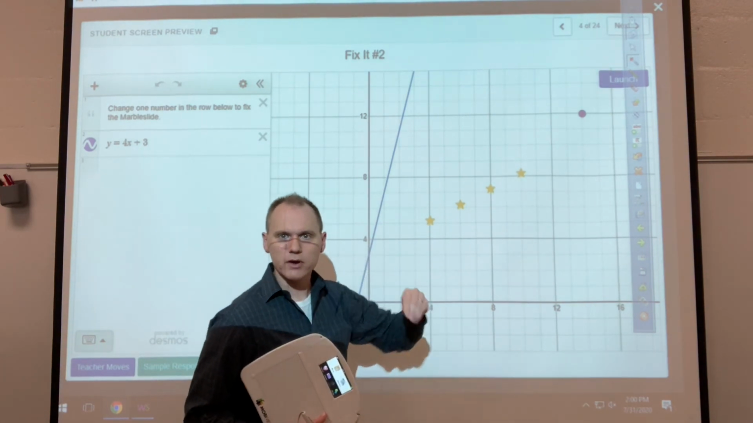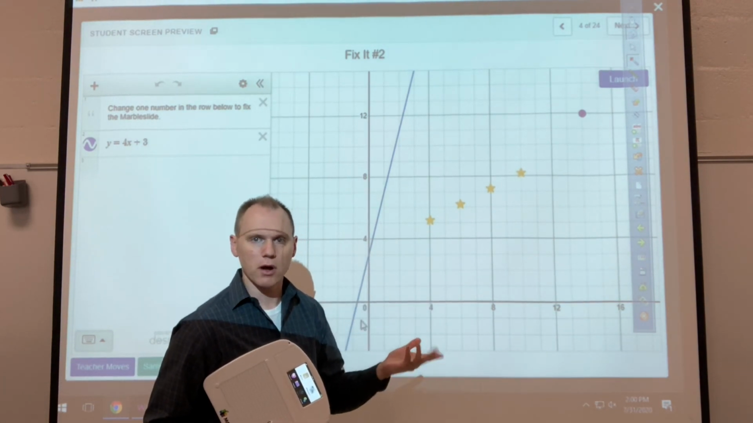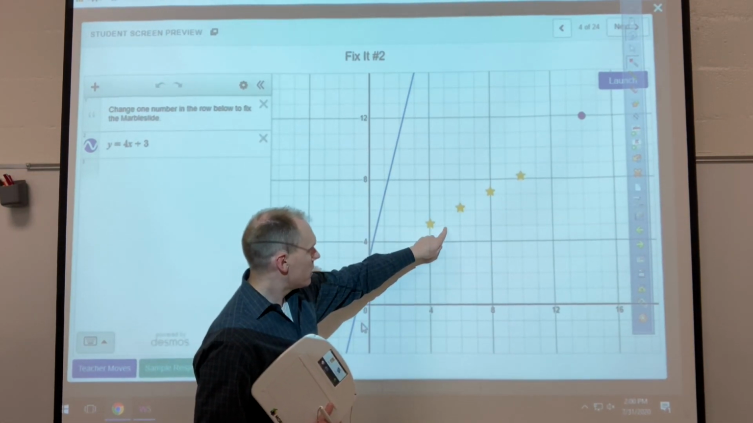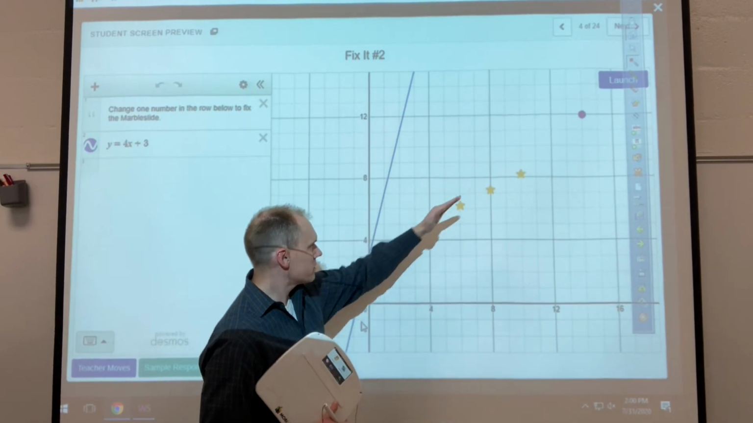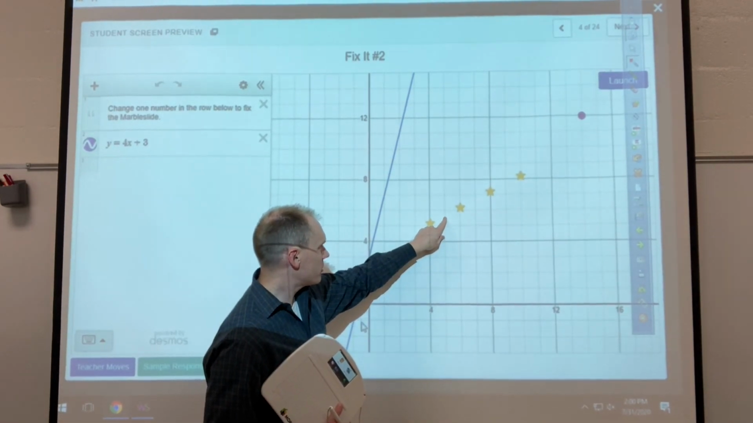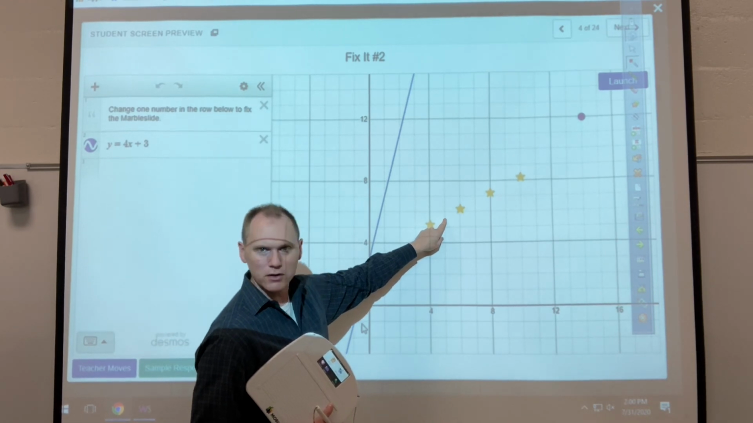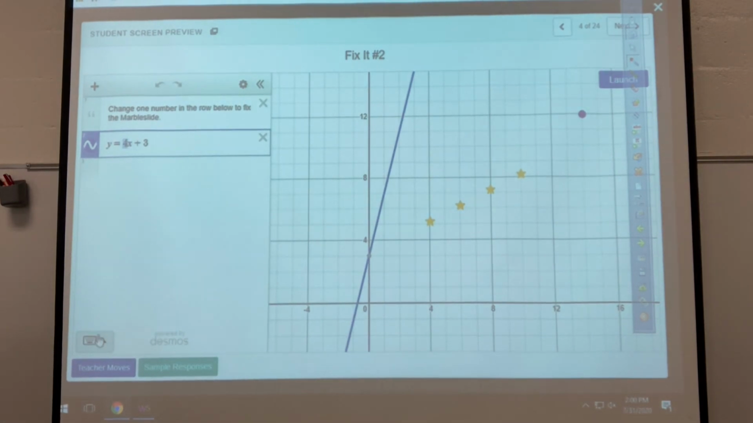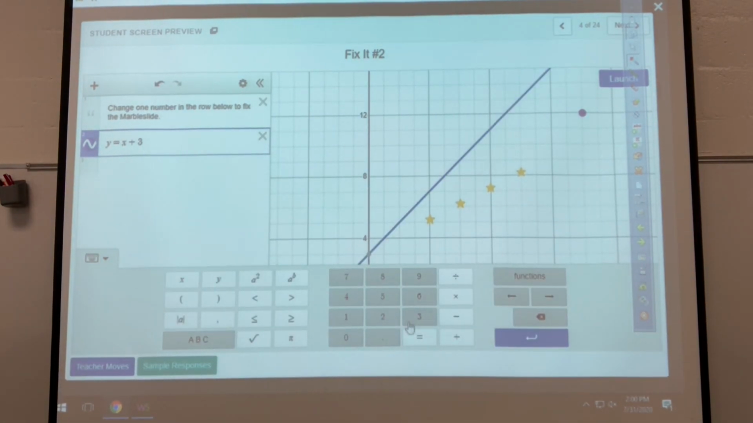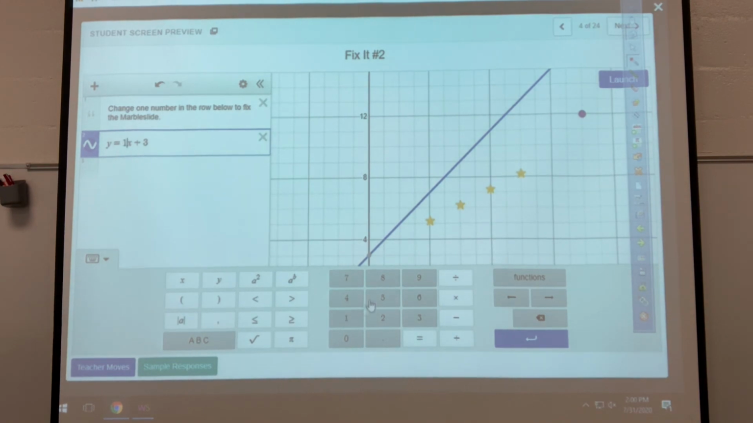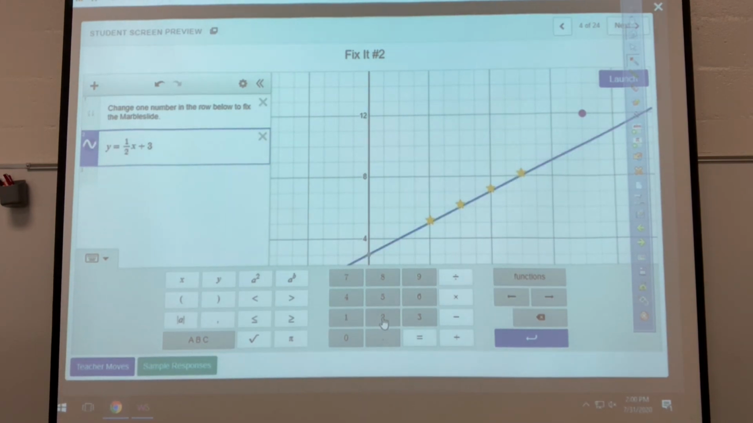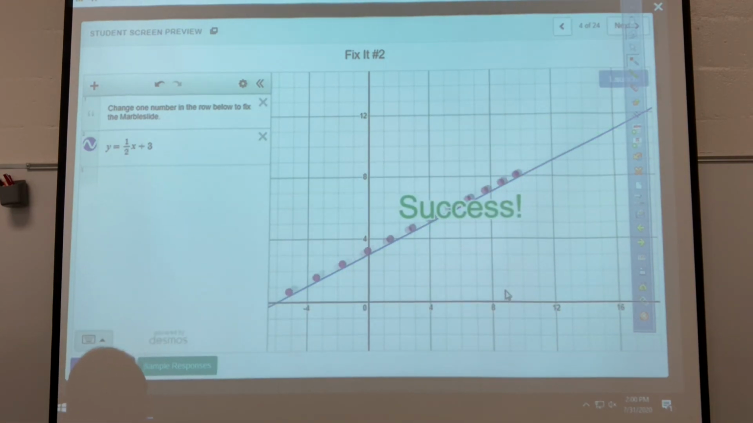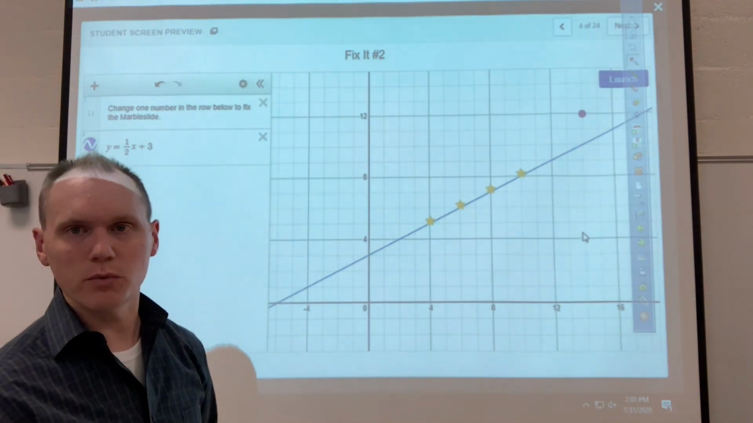For every increase of 1 in x, how much do I need to go up? So I'm just going to go over 1, how much do I need to go up to be kind of along that line? So over 1, up maybe like 1/2 of a unit. Let's try that. So I'm going to delete the 4 and do 1 divided by 2. Okay, good. I think that's going to work. We launch, and there we go. So this is actually the same slope as the one we just did a minute ago.